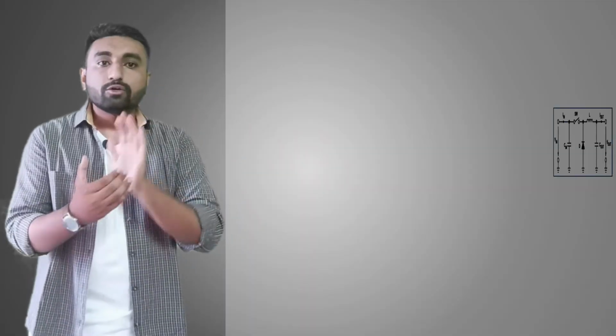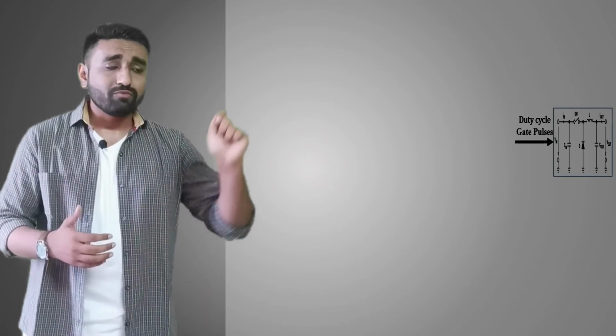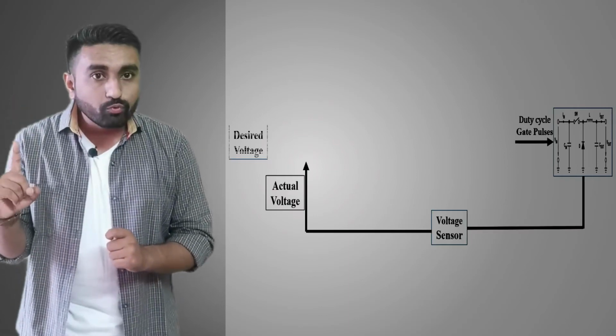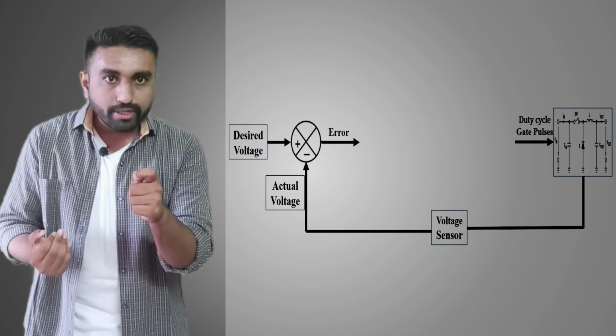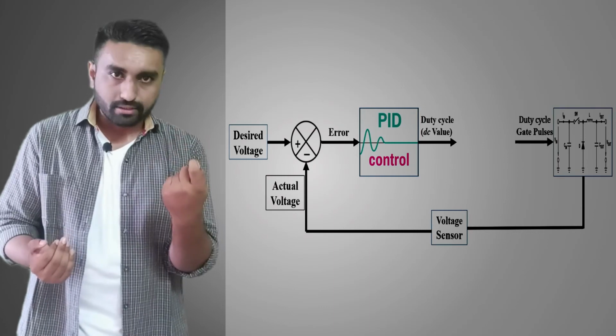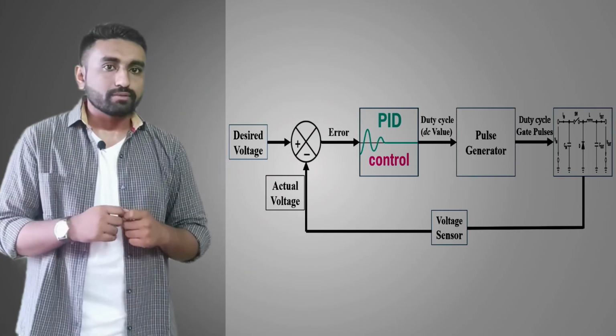Now we are going to implement this closed loop control into the DC to DC buck converter. So here we want to control the output voltage, and this output voltage is basically controlled by the duty cycle. Okay, so what we will do, we will measure the output voltage, we will deduct it from the desired output voltage, and we will generate the error. This error we will give to the controller, and this controller will generate the desired duty cycle, and this duty cycle is given to the DC to DC buck converter.